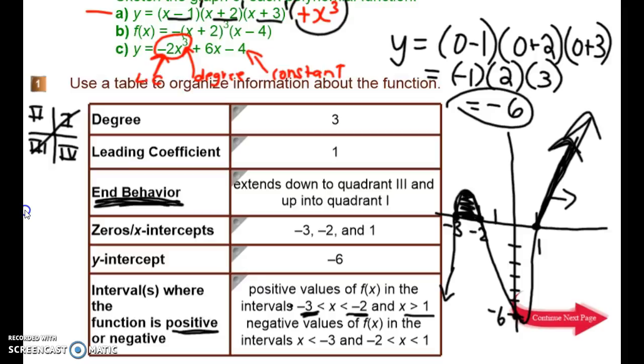Okay, and then the negative stuff, you'll notice we're on this side of the negative 3. So x has to be less than minus 3. And we're in between the minus 2 and the 1 on this piece. So x has to be greater than minus 2, but less than 1.